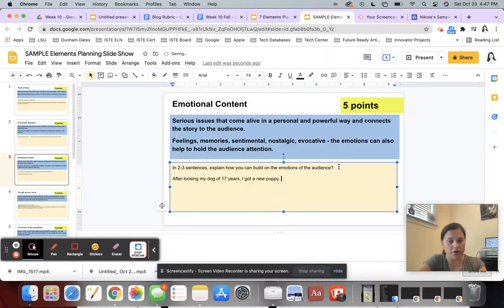I know that draws on people's emotions, right? People can relate to that. And then I could say the puppy ate a hole, this is really true, in my sofa. That draws on people's emotions. They may be able to relate to it as well. And it's kind of funny too, I guess. Like you're trying to build that, like people can understand what you're trying to say. So 2 or 3 sentences talking about how you could draw on emotions whenever you make your movie.